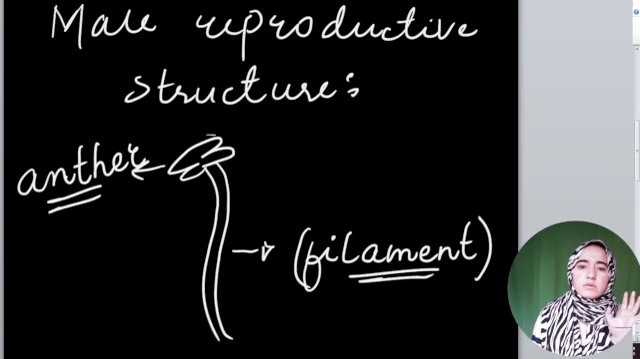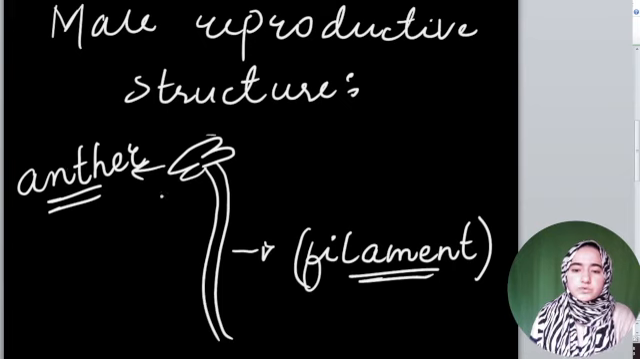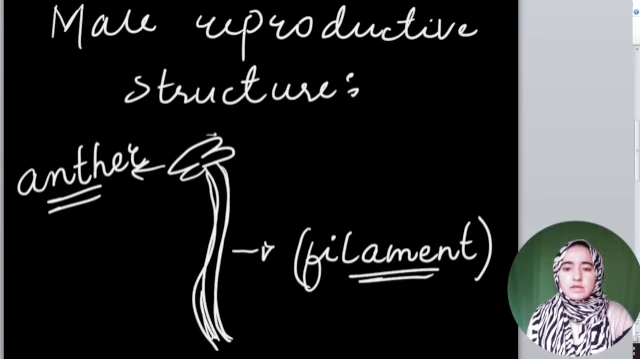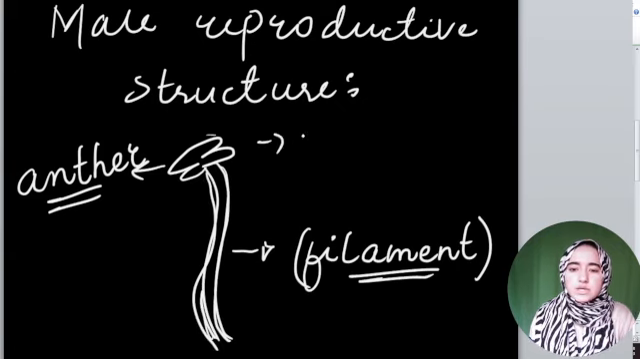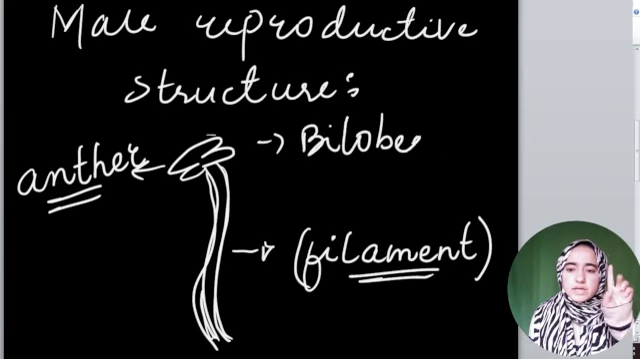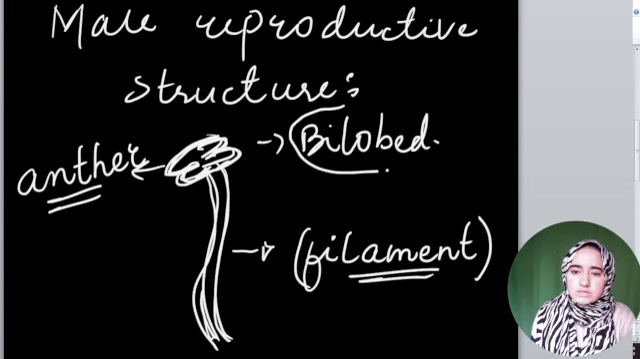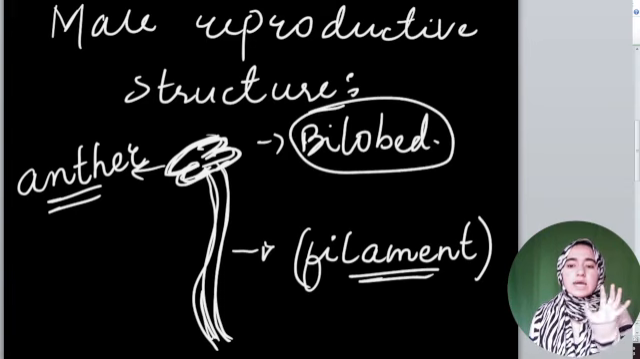Please don't get confused. I'm going to discuss each and every term: what male gametophytes are, where they are formed, how they are formed. The long stalk is known as filament, and the terminal bilobed structure is known as anther. Look, it's bilobed. It has two lobes, one above and one below. That's why we say anther is bilobed. Please remember this concept.